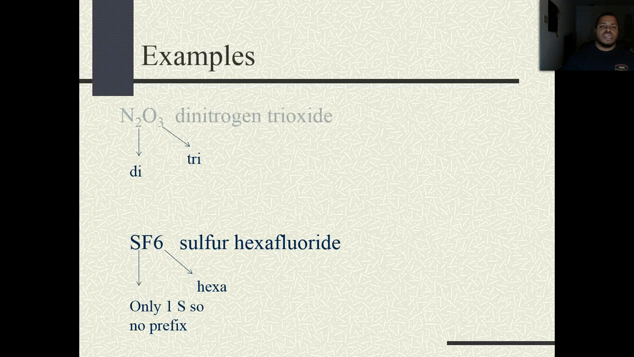Another example, given the formula N2O3, this will be dinitrogen, di because of the 2, as you see here, trioxide, tri because there are 3 oxygen. So the formula basically tells you the name, and the name tells you the formula. You're looking here, sulfur, there's only 1, so no prefix. Hexafluoride, there's 6, so hexafluoride, not a problem.